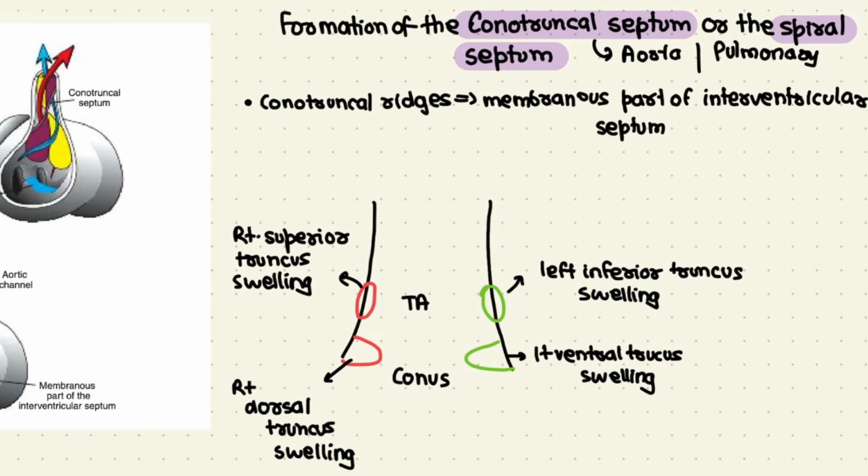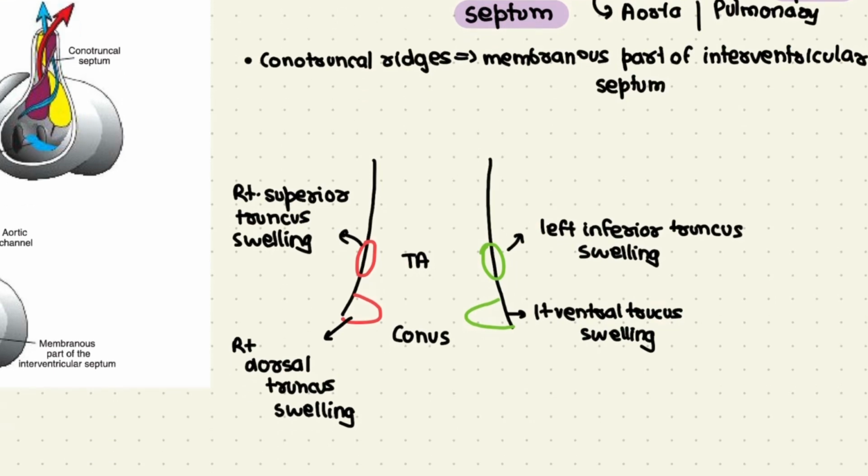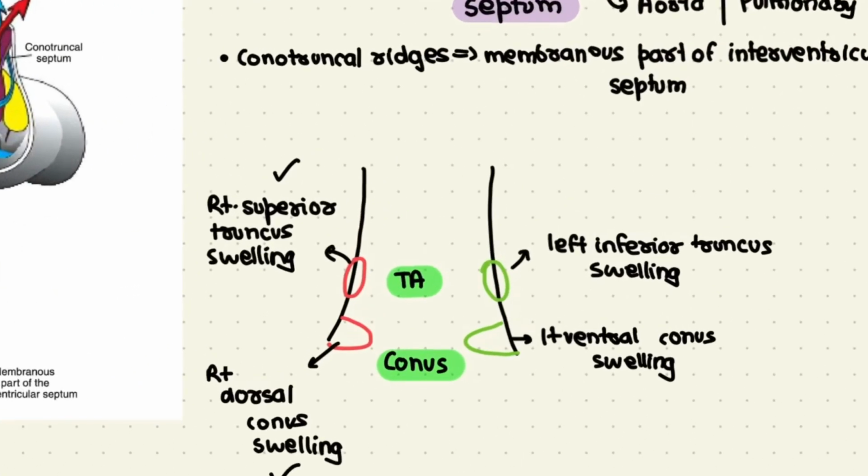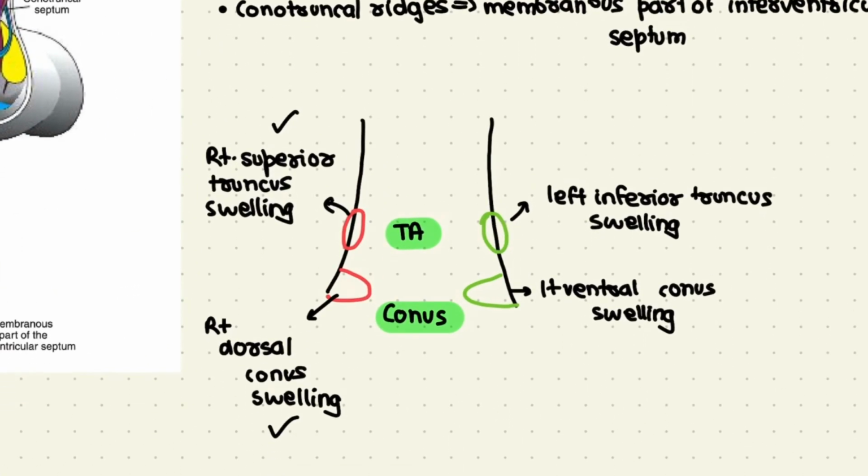To resolve that, we have four swellings at the level of the truncus arteriosus and the conus cordis. For the formation of the conotruncal septum, we have a right superior truncus swelling, we have a right dorsal conus swelling, we have a left ventral conus swelling, and we have a left inferior truncus swelling.